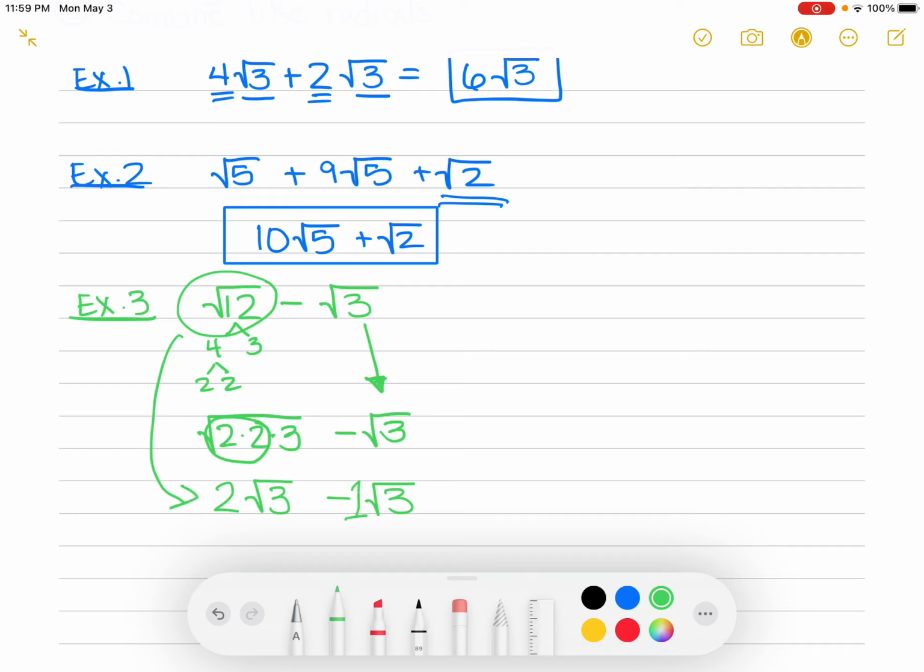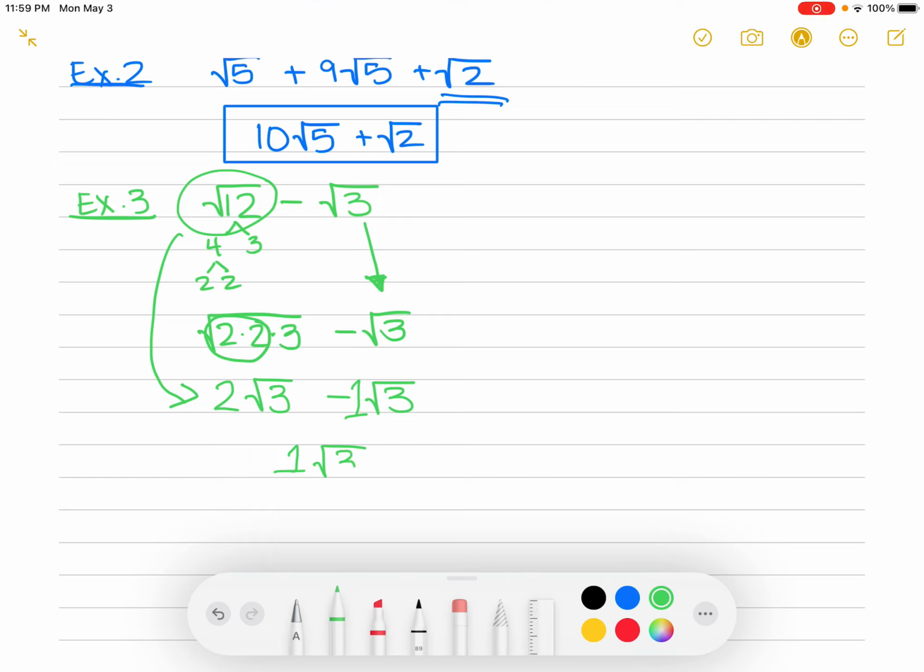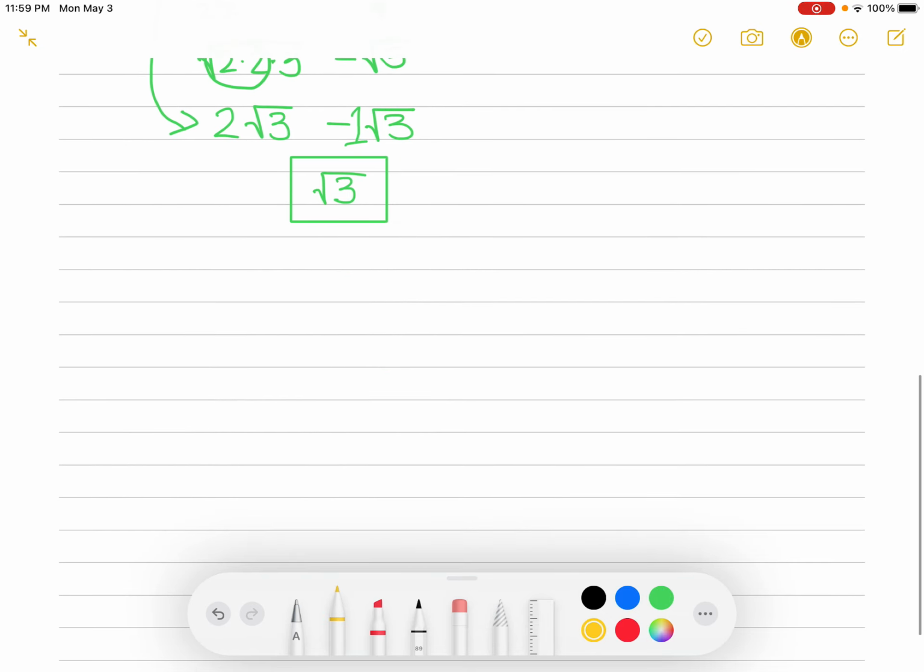So when I subtract, I'm going to get 1 times the square root of 3, which you can leave that 1 off. You don't have to write the 1 in front. So the answer is just the square root of 3. Okay, I hope that was easy enough for you.